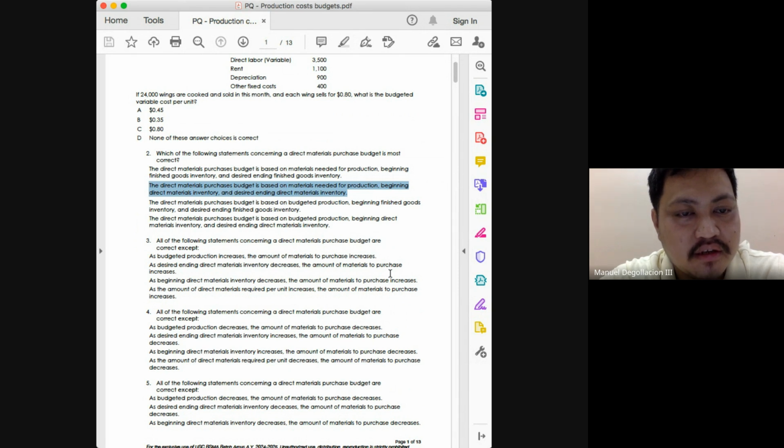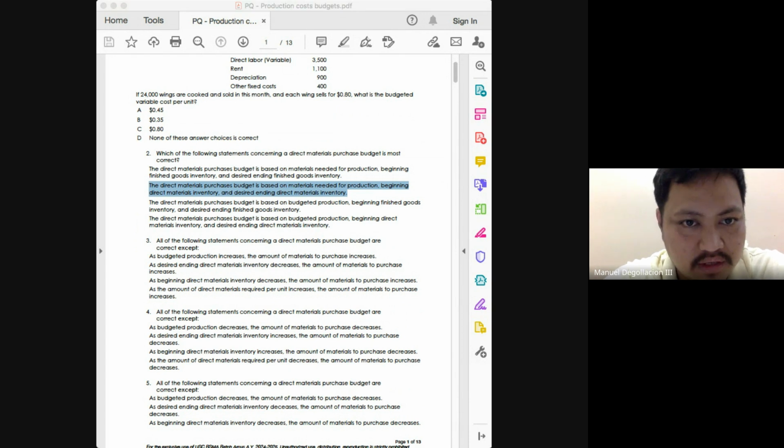Purchases depending on your desired level of ending inventory. Okay. Let's take a look at the other choices and discuss why they are incorrect.